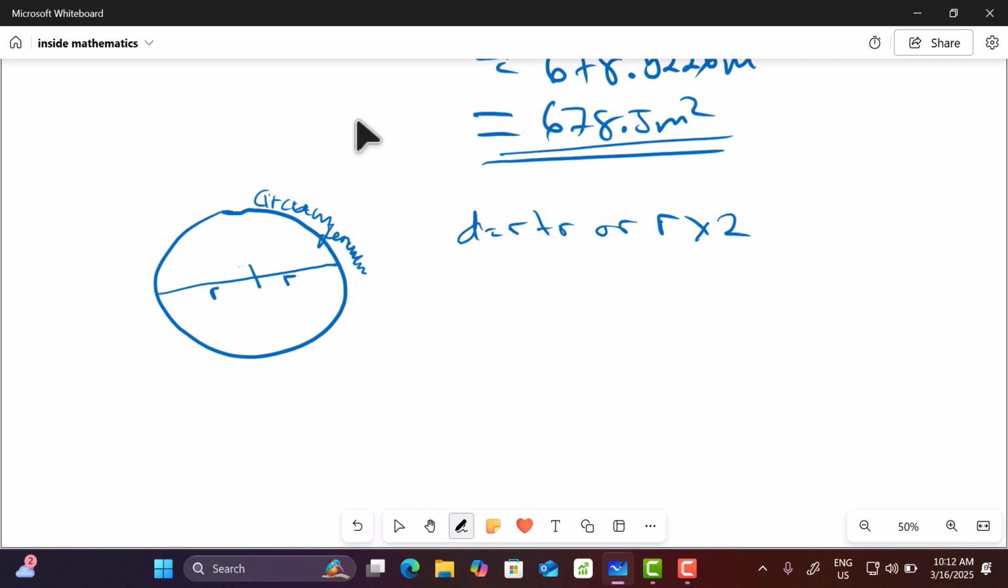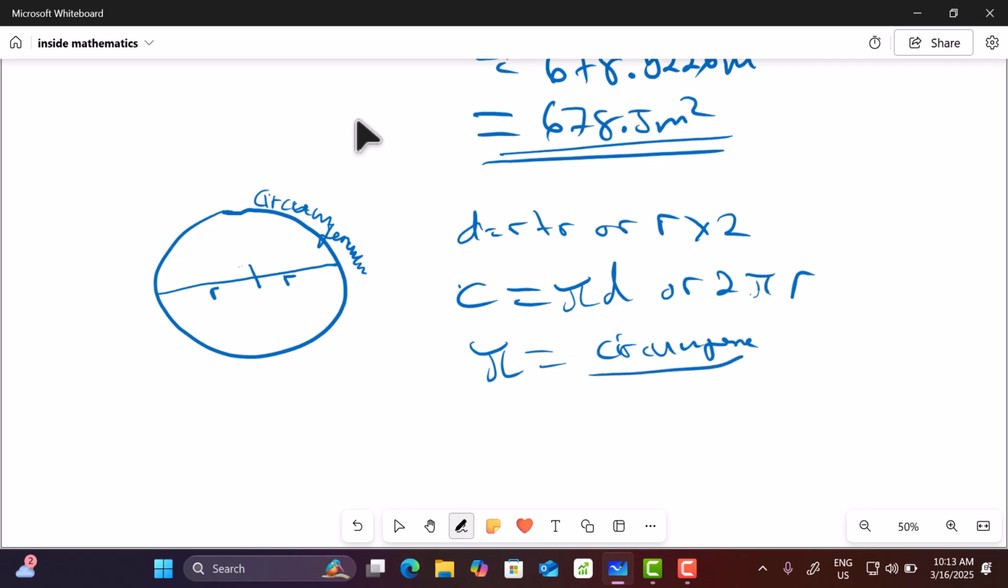And also the circumference, if we are looking for the perimeter, we say the distance around the circumference. And how do we find circumference? Circumference is equal to pi d, or 2 pi r. And how do we get pi? Pi is equal to circumference all over the diameter. That's how we get pi. How to get d is r plus r.